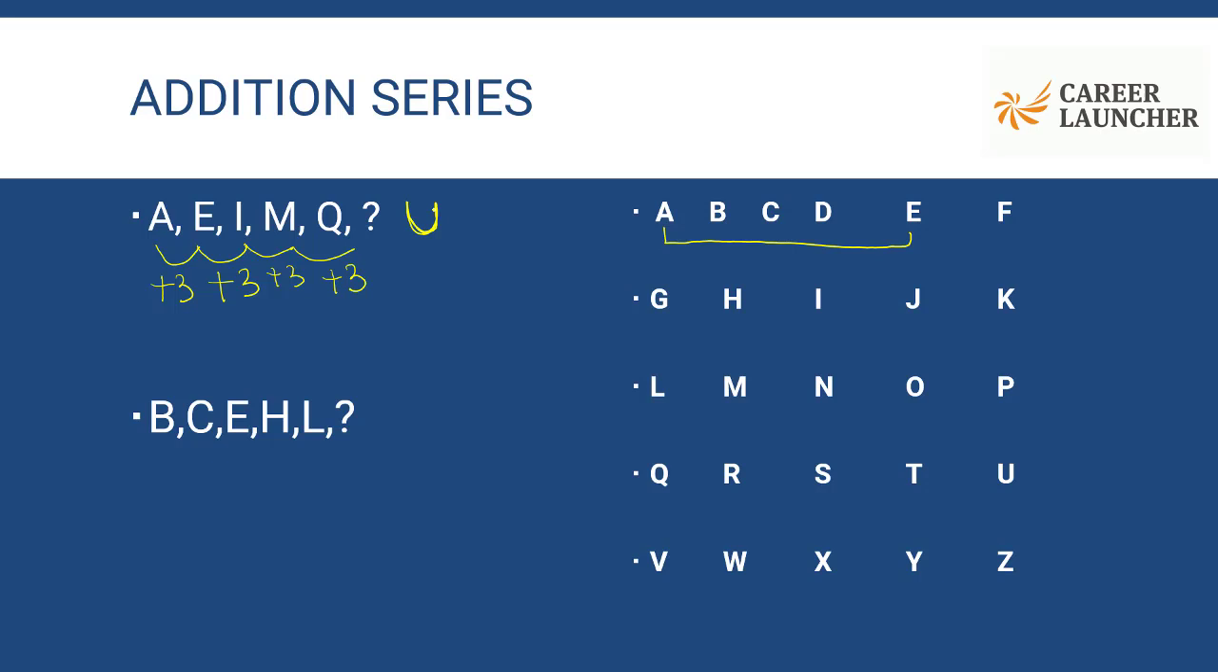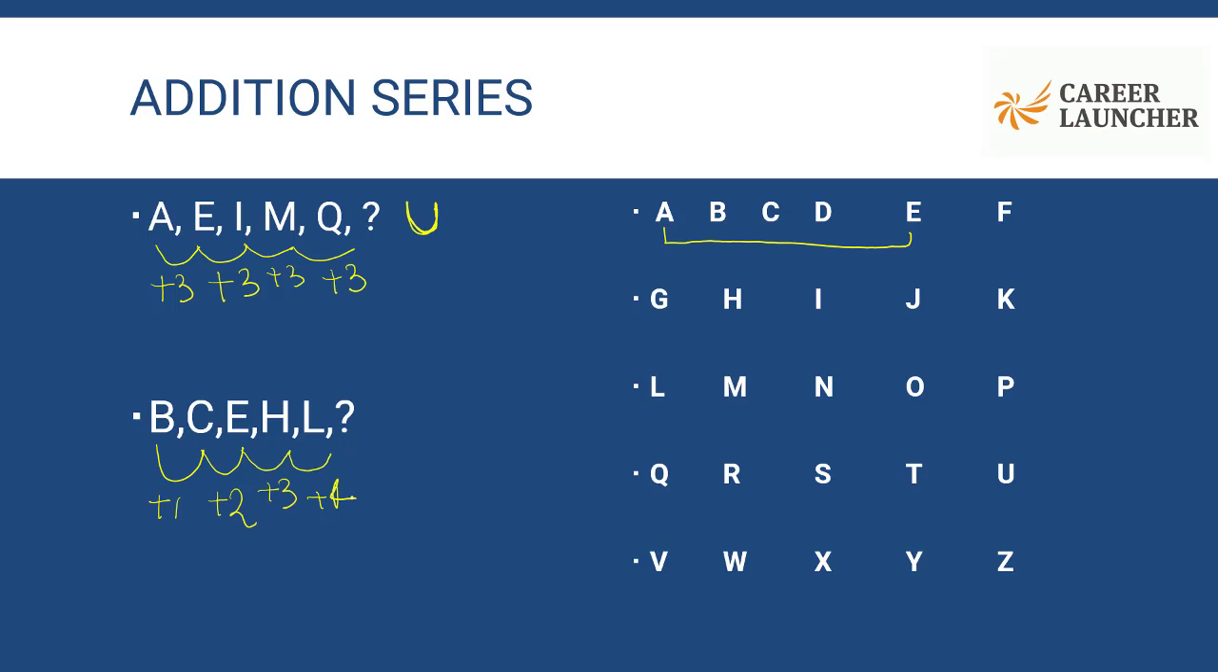Let's have a look at another one. B, C, E, H, L, and then question mark. Okay, when I'm moving from B to C, I'm moving one place. From C to E, I'm not moving one place. Rather, I'm moving 2 places. From E to H, I'm moving 3 places. H to L, I'm moving 4 places. When I'm moving 4 places, that means I'm dropping 3 alphabets in between.